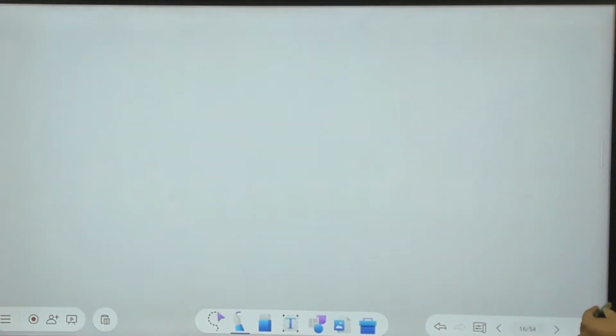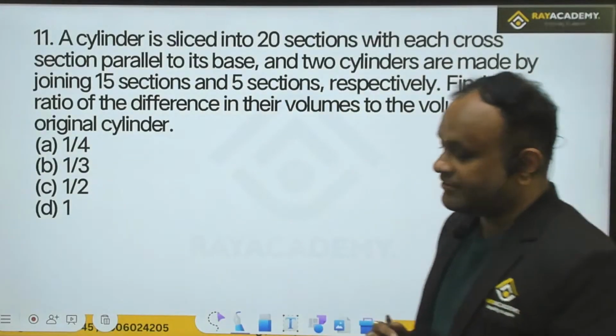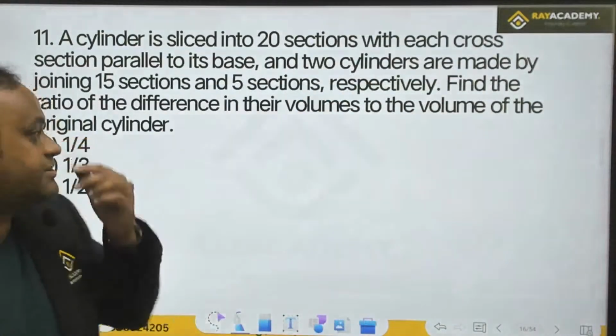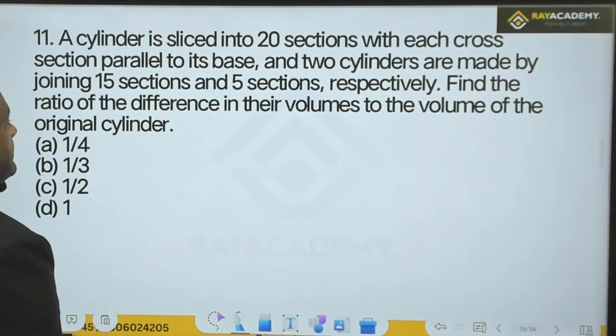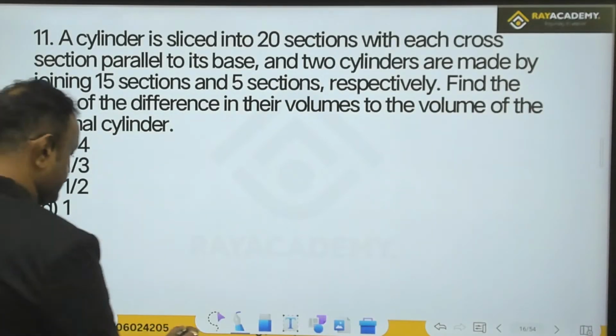10 questions we solved. Now this is question 11. Okay, go through this question. A cylinder is sliced into 20 sections with each cross section parallel to its base, and two cylinders are made joining 15 sections and 5 sections.